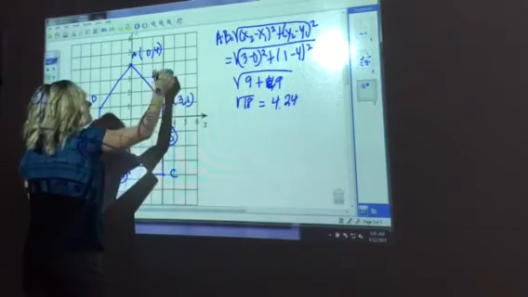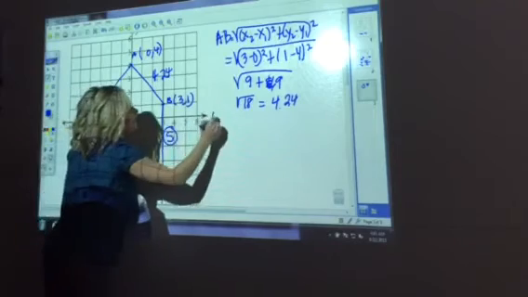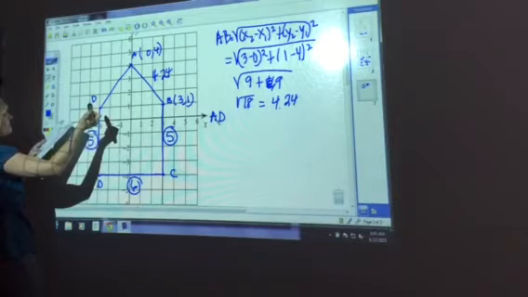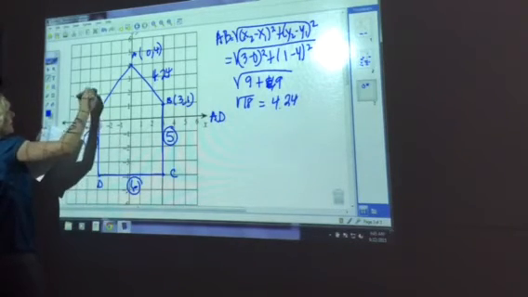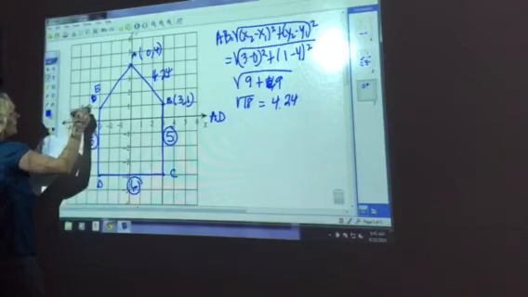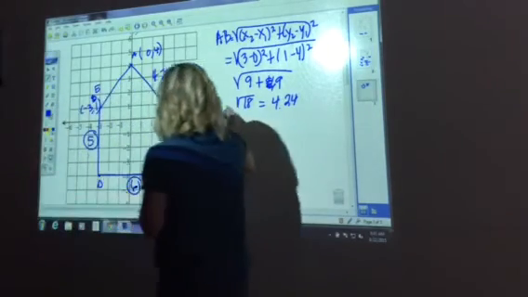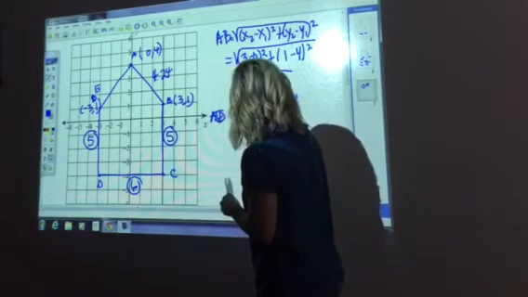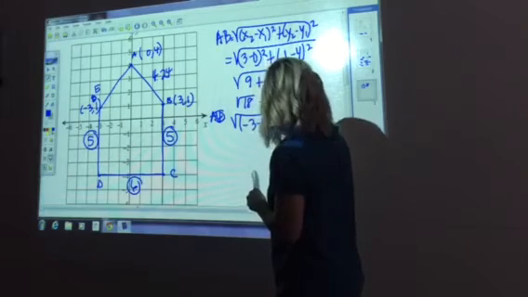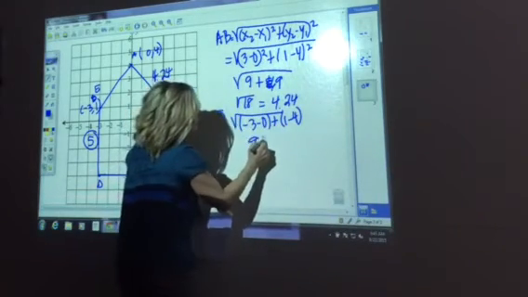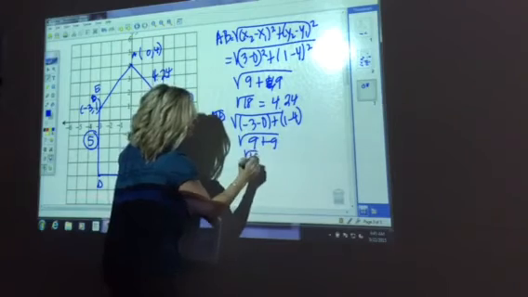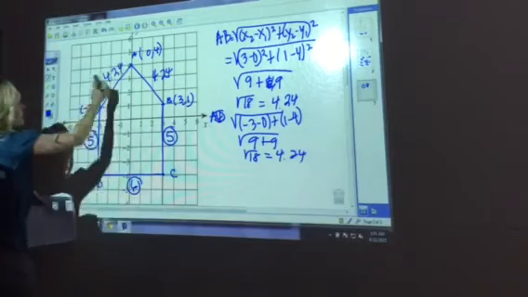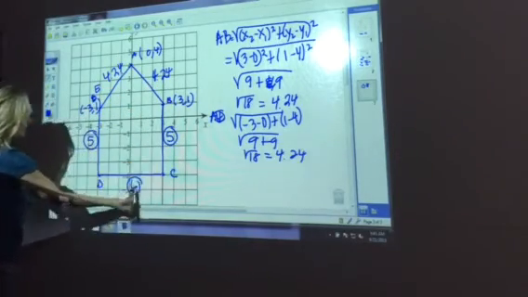All right, and then over here, same thing. AD. A, we've got 0, 4. D, we have, this is E, isn't it? I'm sorry, point E. Point E is negative 3, 1. So we have the square root of negative 3 minus 0 squared plus 1 minus 4 squared. Same thing, the square root of 9 plus 9, which gives us the square root of 18, which is equal to 4.24.